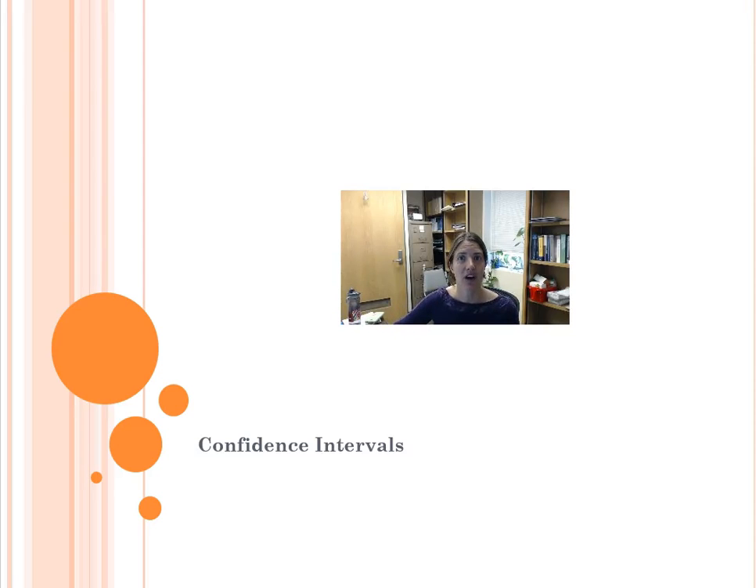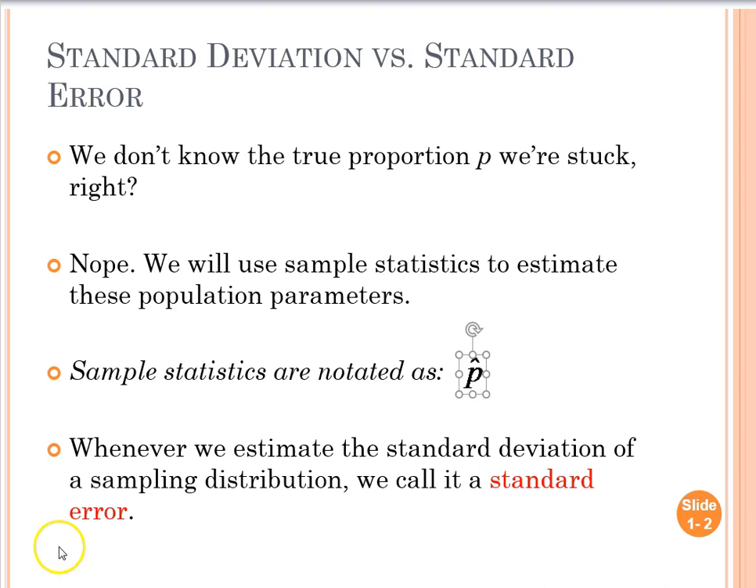In this video, we're going to talk about confidence intervals, how to construct them, how to interpret them, and what they're used for. In the video on sampling distributions, we talked about standard deviations for repeated samples. And you can construct the standard deviation using the true proportion. But what happens when we don't know the true proportion?